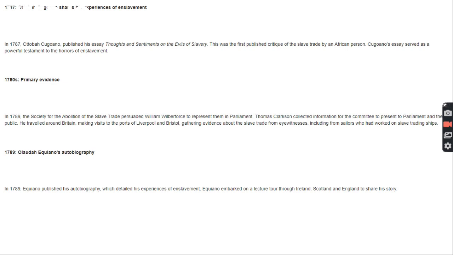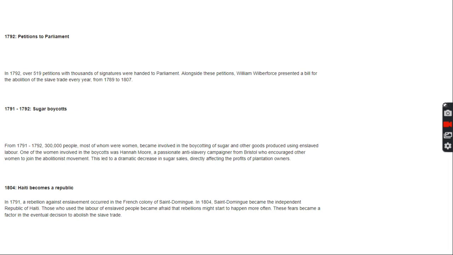1789, Olaudah Equiano's autobiography. In 1789, Equiano published his autobiography, which detailed his experiences of enslavement. Equiano embarked on a lecture tour through Ireland, Scotland, and England to share his story. 1792, petitions to Parliament. In 1792, over 519 petitions with thousands of signatures were handed to Parliament. Alongside these petitions, William Wilberforce presented a bill for the abolition of the slave trade every year, from 1789 to 1807.